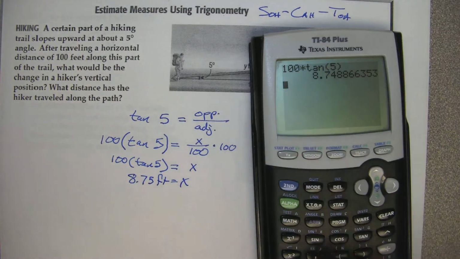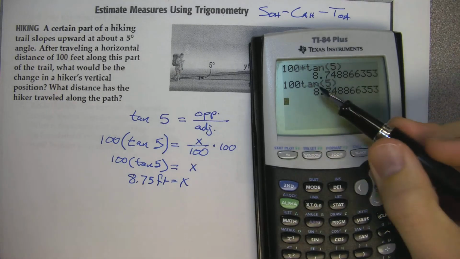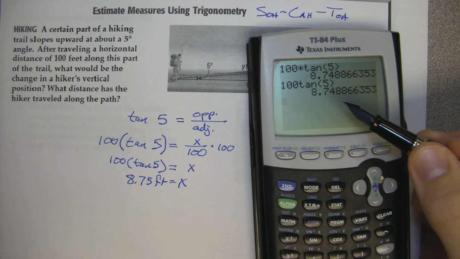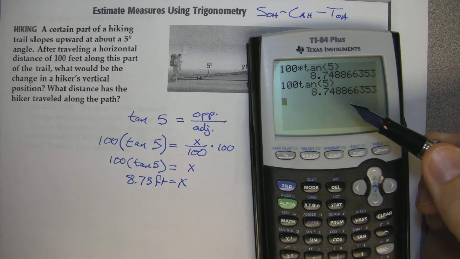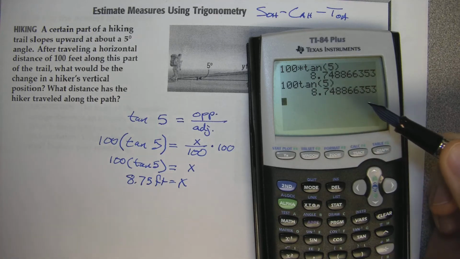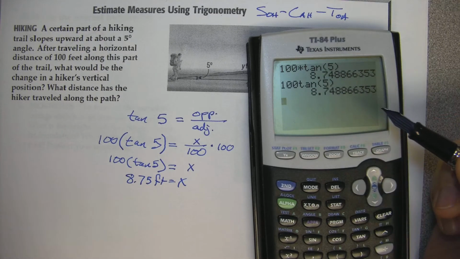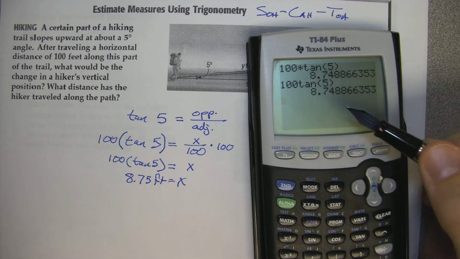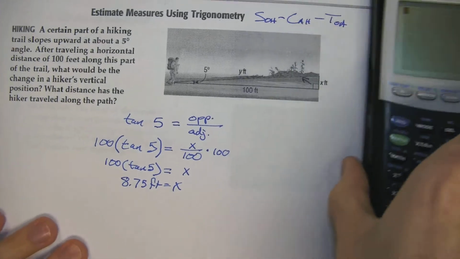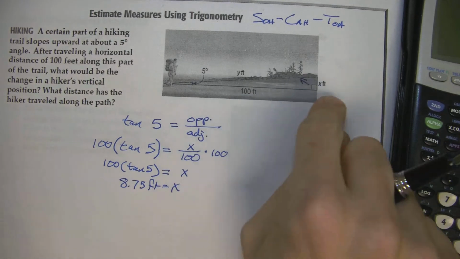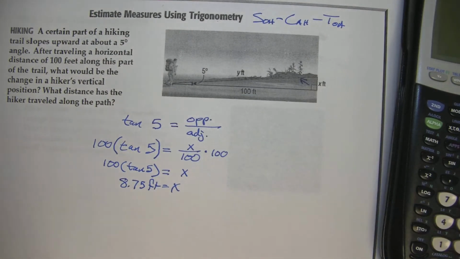Now, let's try something. 100, tangent, 5, close parentheses, enter. Notice you get the same answer. So if you put your 100 right up next to tangent, it means multiplication, the same way as if I put, say, 2 right up next to a variable x. It means multiply. So that saves you the step of typing in the multiplication sign. Cool. So we know the difference here is roughly 8 3/4, almost 9 feet.